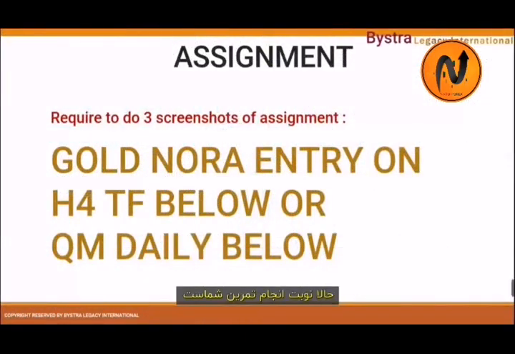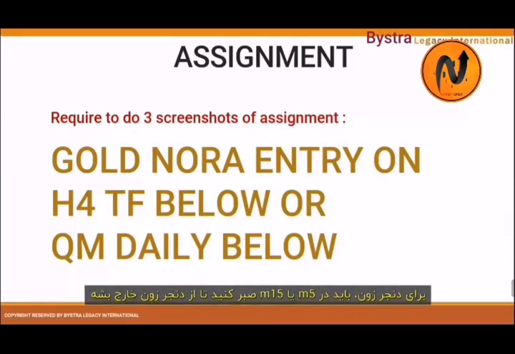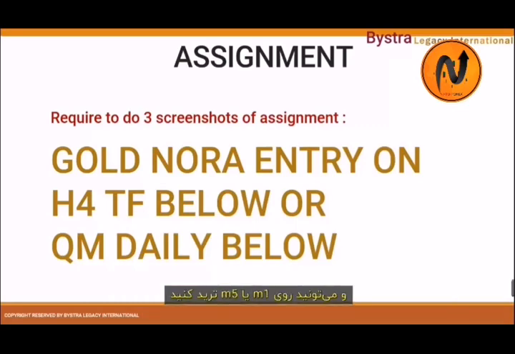Next thing, guys, is to do your assignment. This time, same as previously, you need to do 3 assignments. You mark your danger zone H4, H1. You mark your QM and retest. For the danger zone, you have to wait for the M5 or M15 to break out from the danger zone. Whereas for the QM, you don't need to wait for the engulfing candle to break out from the zone. As long as there is a confirmation on M5 or M15, you can trade on the M1 or M5.